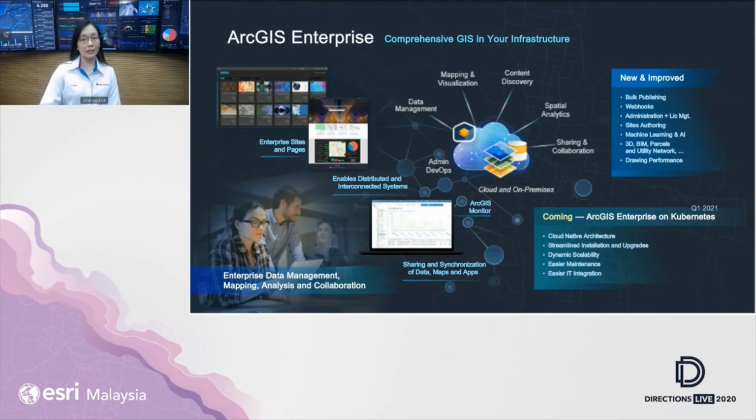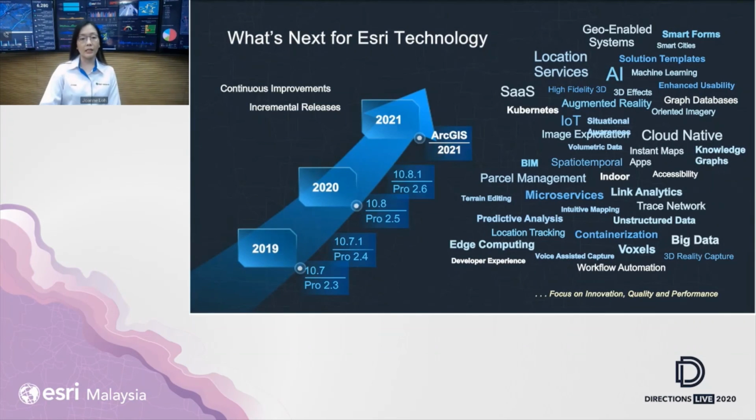So what's next in ArcGIS technology? This is a list of research topics that our team has been working on. We are strongly committed to continuing to release software incrementally and to make continuous improvements to our core software, as well as our geo-enabled systems. And of course, we will focus on quality and performance improvement and integrate new innovation into it.